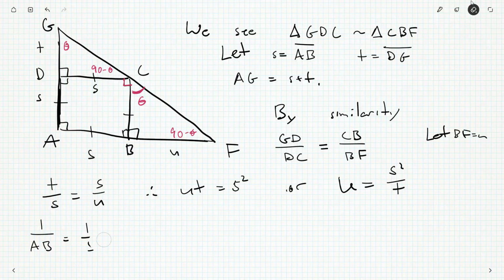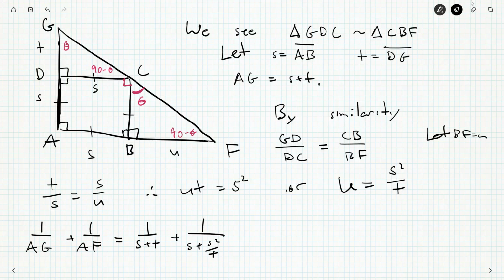Actually, I can't guarantee that. Let's not start this way. Let's start at the other end. So 1 over AG plus 1 over AF is 1 over S plus T plus 1 over S plus S squared over T. What to do here? I feel like this probably just works out to 1 over S, but how do I show that? Common denominator, I guess?